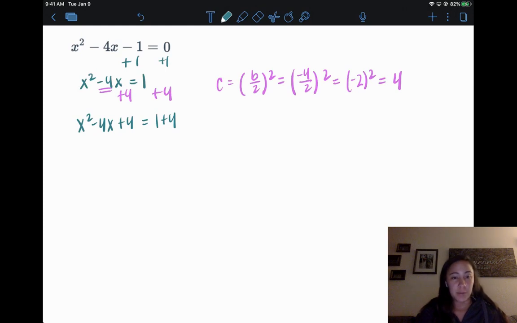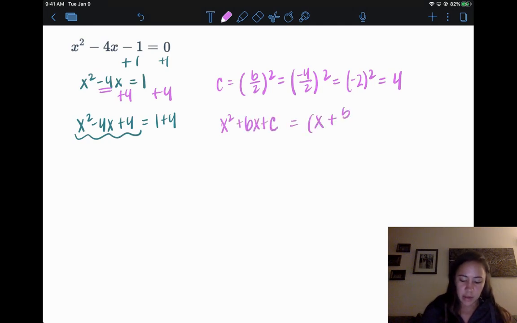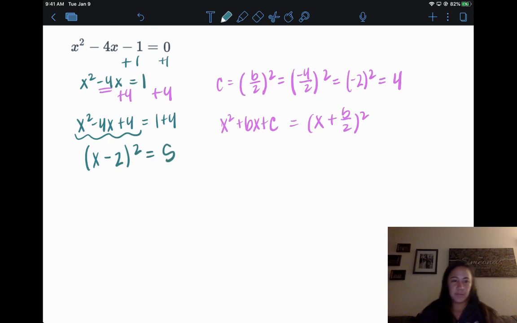Now after we do that, we want to start by factoring this trinomial. Taking x squared plus bx plus c, remember that factors to x plus b over 2 squared. In this case, our b value is -4, so this factors to x minus 2 squared is equal to 5. From here, square root both sides.